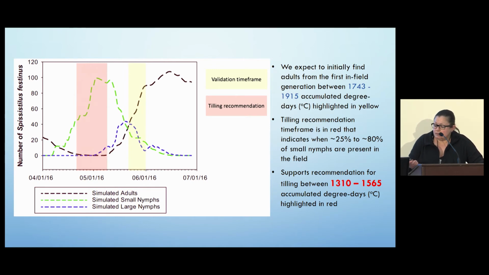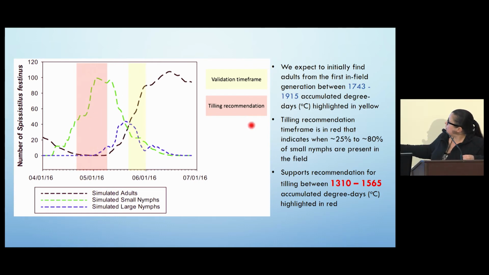The tilling recommendation timeframe is this time period in red, in which we have approximately 25 to 80% of early immature stages on the ground cover. That is the window in which we're looking to till under. So this supports a recommendation for tilling between 1310 and 1565 accumulated degree days, highlighted in red, that area here. Again, 1310 to 1565, that is in Celsius.